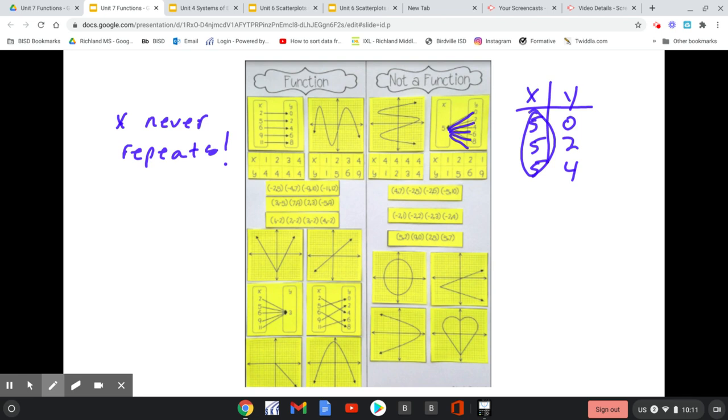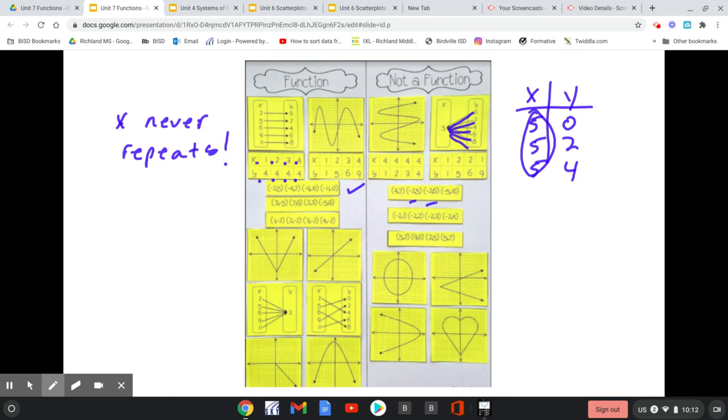On these table examples, we can see that the x has all different numbers here, and the y is all the same numbers. Every y is a 4, but that doesn't matter. The y's can repeat. It's only the x that cannot repeat. The next example is ordered pairs. And as you can see on this side, none of the x's repeat. On the other side, we have -2 and -2. So therefore the x repeats and it's not a function.